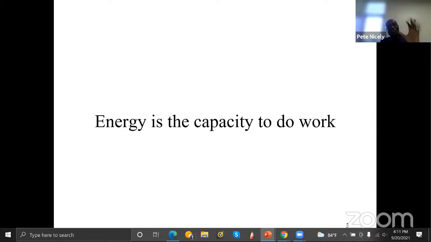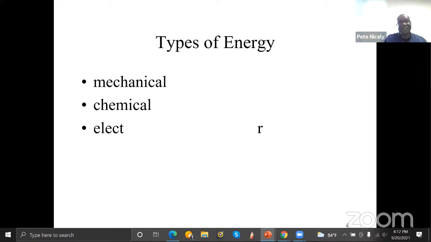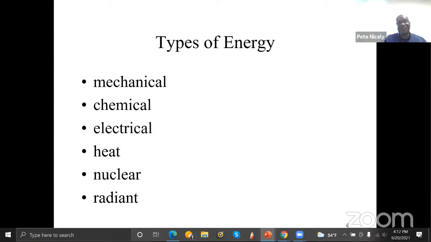So if I'm pushing something along, let's say, a block of wood across my desk, then by virtue of the fact that I'm applying force to it and the block of wood moves, work is said to be done, and I'm expending energy in order to do the work, all right? So that's the definition of energy. And there are different types of energy. You have mechanical, chemical, electrical, heat, nuclear, and radiant energy.